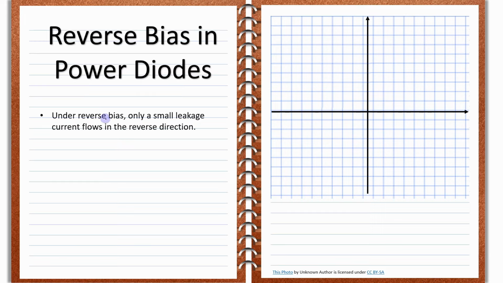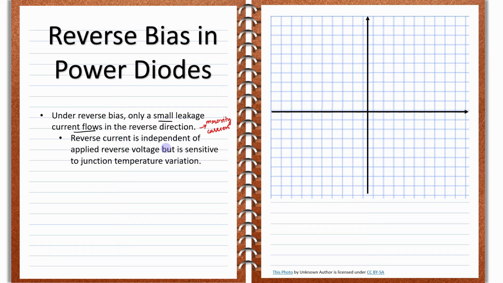Under reverse bias, you know that only a small leakage current flows in the reverse direction. That we already know, right? Even when we were talking about normal diodes, we already saw that under the reverse bias condition, only a small current flows in the reverse direction. Mostly this reverse or leakage current is due to the minority carriers during thermal agitation, which can easily cross the barrier potential. This reverse current is independent of the applied reverse voltage, but it is sensitive to the junction temperature variation. We saw that when we were discussing the normal diodes. As the temperature increases, the reverse current also increases. So with these two facts we can draw the graph now.